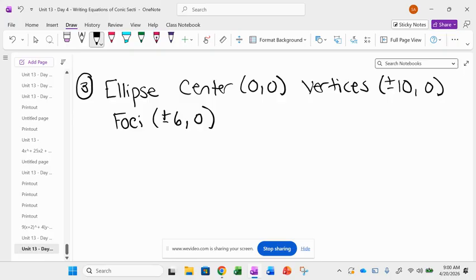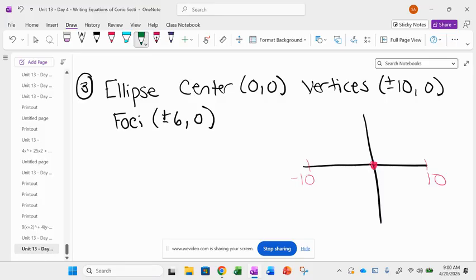So let's see. I always like doing sketches just because visually it makes things clearer for me. So my center is 0, 0. I have my vertices at negative 10, 0 and positive 10, 0. And now here's the thing, because how many vertices are there in an ellipse? 4 vertices.